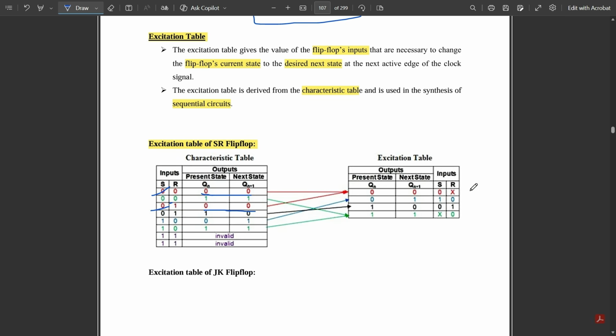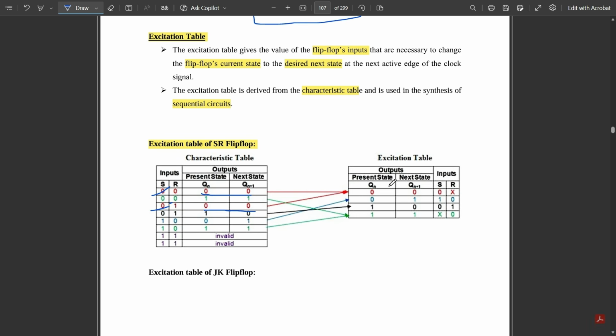And now see the input state SR. For this combination it is 0 0, and for this combination it is 0 1. So we could say that the S input 0 is common for these two, but in the R state it is getting changed from 0 to 1. So that's why R can be either 0 or 1, and that's why we have mentioned it as a cross mark here.